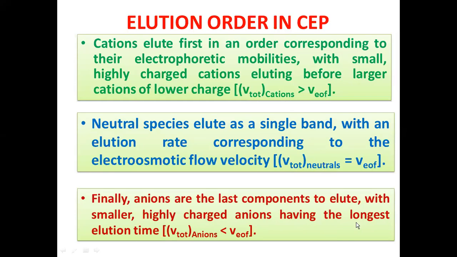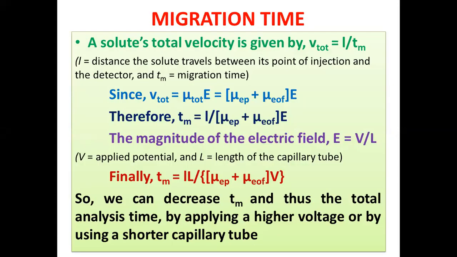So among chloride, sulfate and phosphate, phosphate will be eluted last. Chloride will be eluted first. Sulfate is in between chloride and phosphate, because phosphate will have lower speed when compared to electro-osmotic flow. Therefore, it is going to be eluted last. So this is how the order of elution can be predicted in capillary electrophoresis.